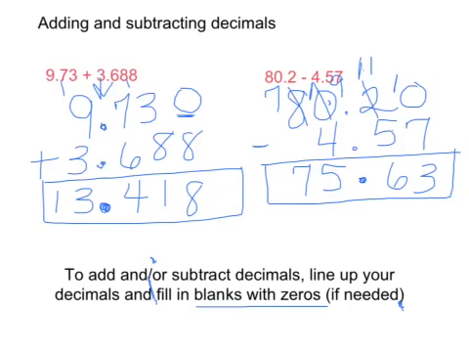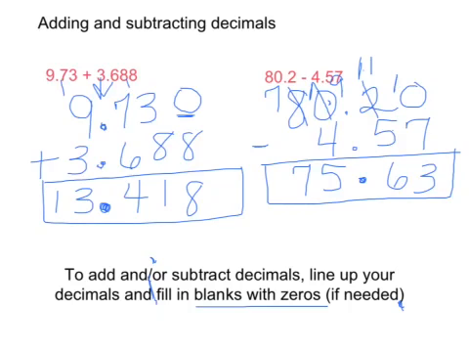So this is how you subtract and add decimals. Just make sure those decimal points are lined up. Add zeros when you need to, and watch your operations. Make sure you borrow correctly with your subtraction. You can always go back and double check your work.